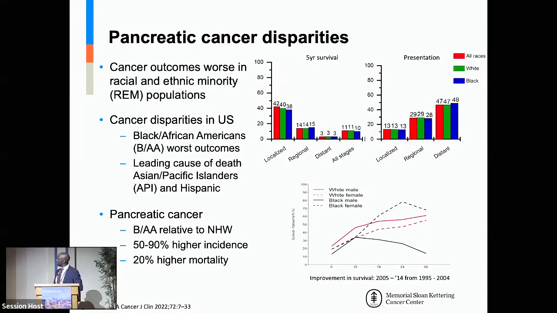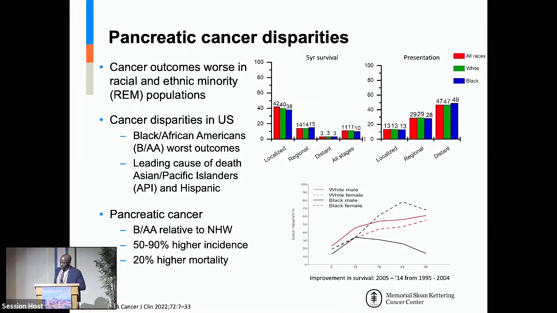So we see in the figures up here the 5-year overall survival, and when we compare Black versus non-Hispanic whites, it looks a little less across the different stages. They also present later or with more aggressive disease. A predominant amount of this is related to the social determinants of health, which structural racism underlies.